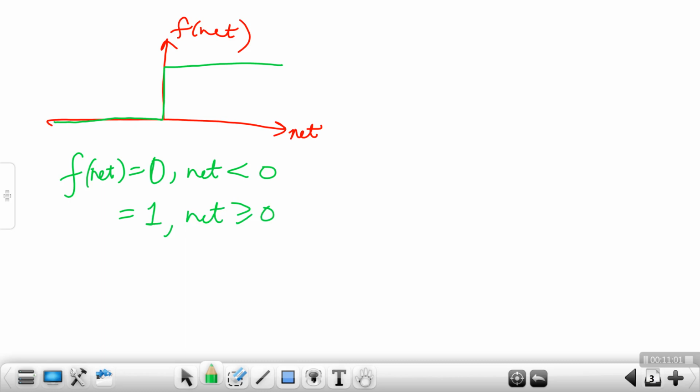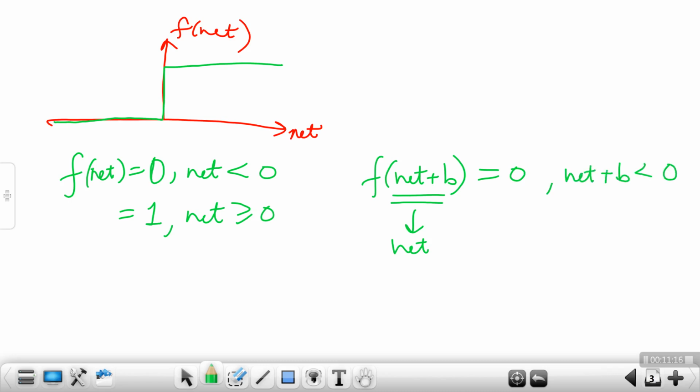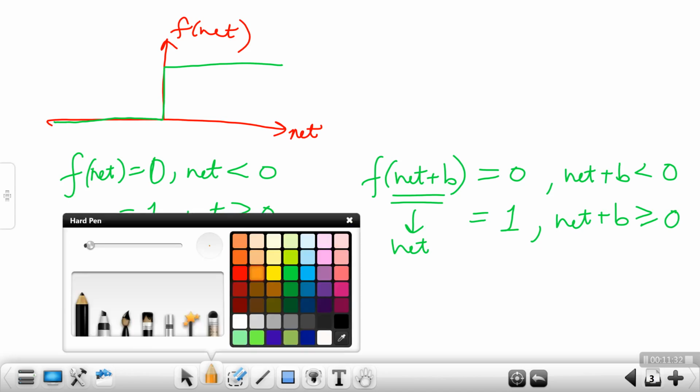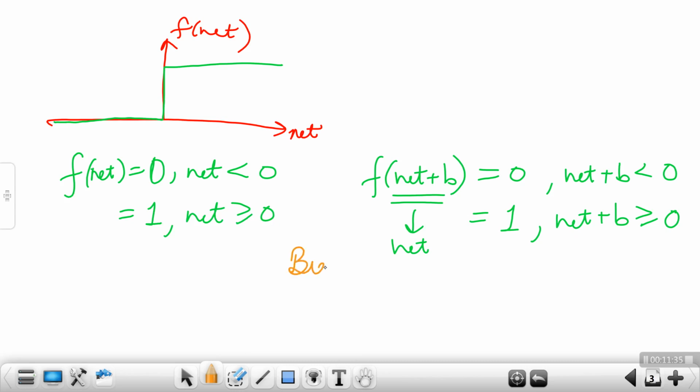If at all I use a bias, what it will be is f of net plus b. Usually later on we will be writing it as net only, but as of now I write net plus b. It is equal to 0 if net plus b is less than 0, and equal to 1 when net plus b is greater than or equal to 0. So when this bias is introduced, supposing that our bias is 3, we select b is equal to 3.